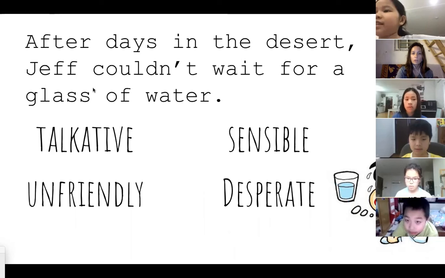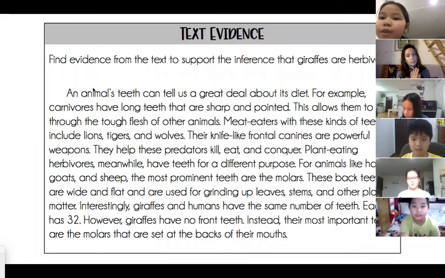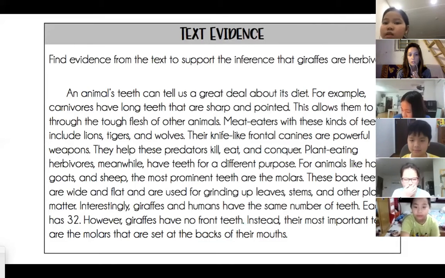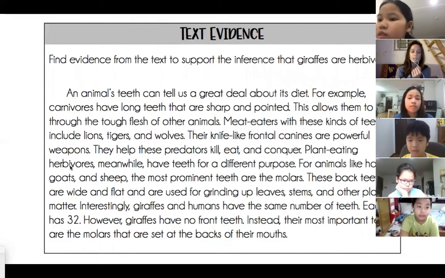Now I want to move on to talking about text evidence again. We're going to read a couple of different paragraphs. In this first one, I want us to find evidence from the text to support the inference that giraffes are herbivores. Listen as I read and see what sentence or sentences tell that giraffes are herbivores.